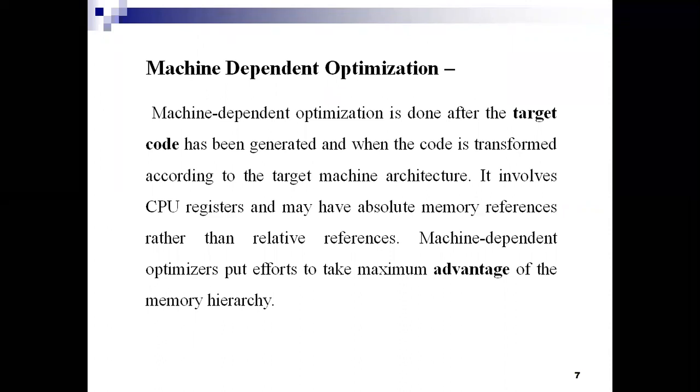Here, we are involving the CPU registers and absolute memory references rather than relative references. That means machine dependent optimizers put effort into taking maximum advantage of the memory hierarchy. So that's why we named it machine dependent optimization. And here we have the following reasons to describe the context of what machine dependent optimization is.